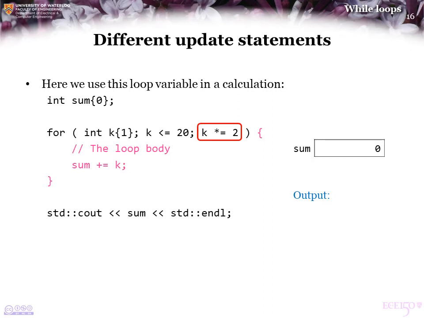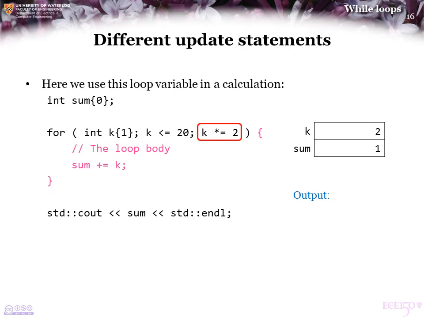So initially we have a local variable sum, which is initialized to the value 0. We then execute the for loop. A local looping variable k is initialized to the value of 1, and k is less than or equal to 20, so we execute the loop body, which adds 1 to sum. Sum is now equal to 1, and we execute the update statement, which multiplies k by 2.